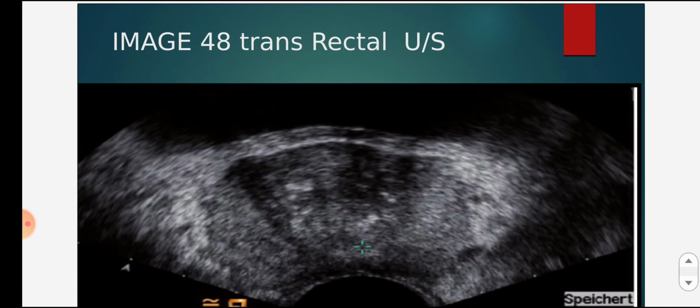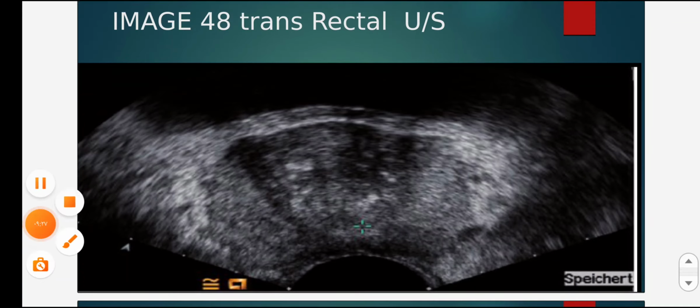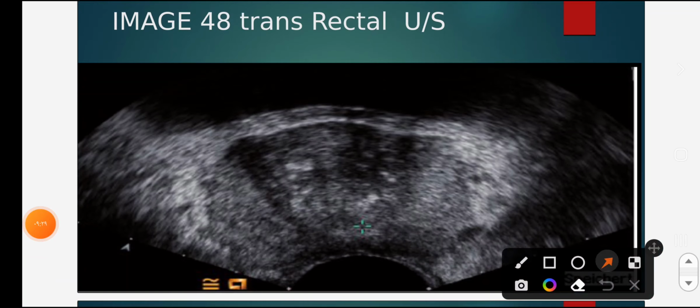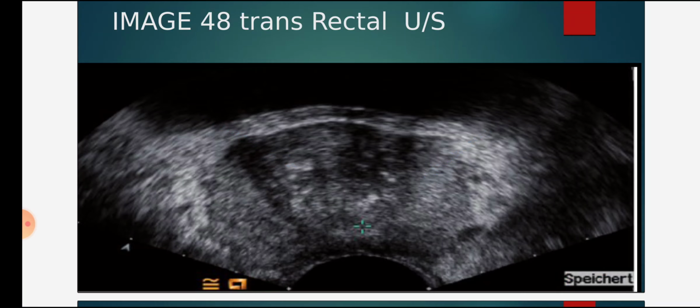Image number 48. Transrectal ultrasound. You see an increase in the size of the prostate. This ultrasound uses a rectal probe for detection of the prostate, showing increased size and internal calcification, the feature of BPH, benign prostatic hyperplasia.